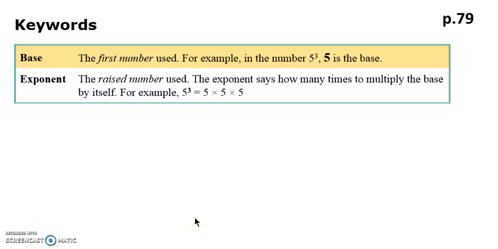The base is the number that you see that is the regular size type. It's the first number. So we see in 5 cubed that 5 is our base. The exponent is the little one. It's the raised number. And so what an exponent always means is how many times you should multiply the base by itself. So if you have 5 to the power of 3 or 5 cubed, that means 5 times 5 times 5. It does not mean 5 times 3, which is sometimes a mistake we make with exponents.